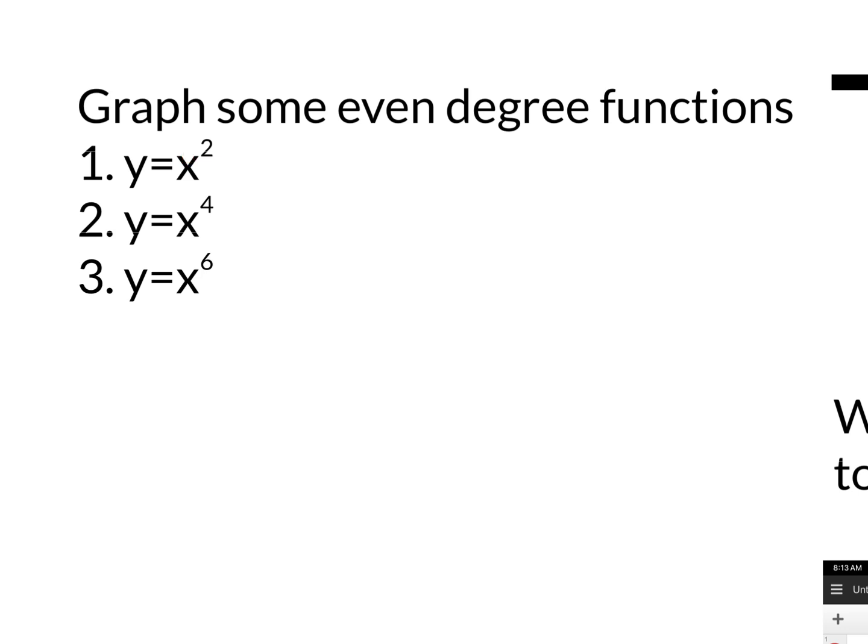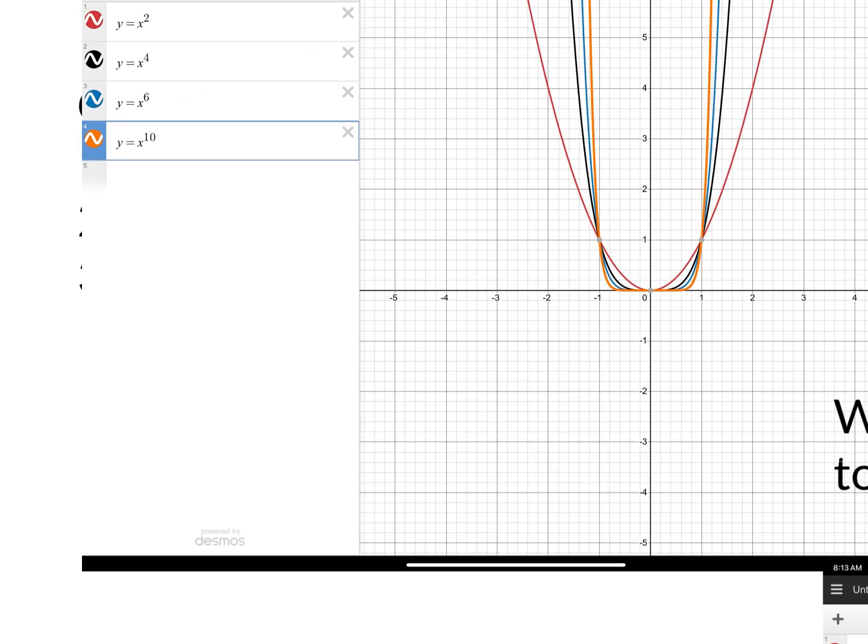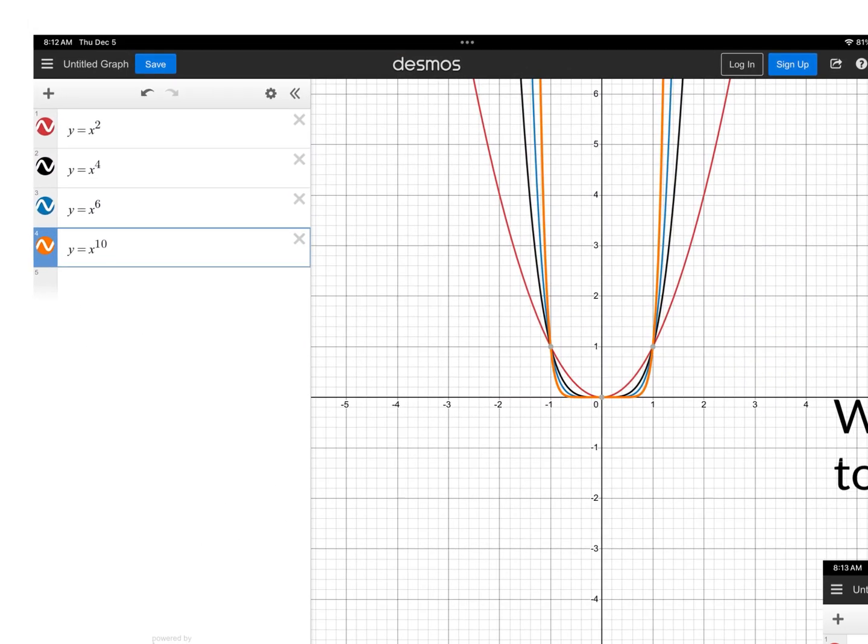It's opening up. So based on your observations of the previous odd degree functions, what do you think is going to happen with these even degree functions? They're all going to open up. That's right. Go ahead and type them in. Check them out. When you type them in, you're going to see a bunch of parabolas in a sense, not regular parabolas, but some type of U, right?